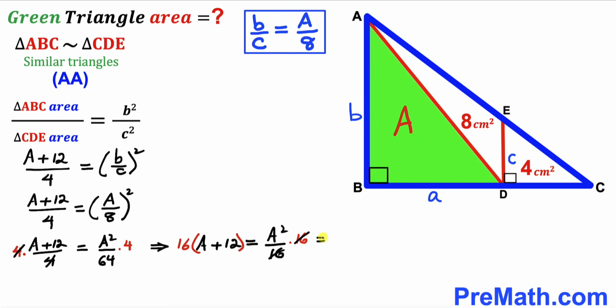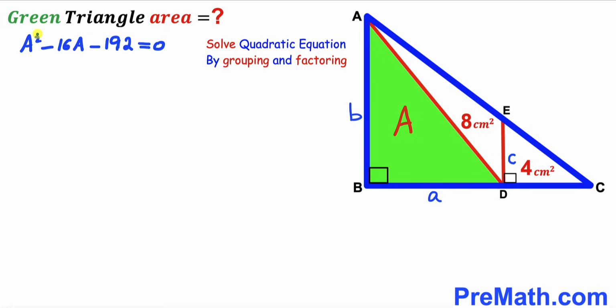So therefore we end up with A square equals 16 times A plus 192. And now I'm going to move everything to the left hand side. So we could write this as A square minus 16 times A minus 192 equal to 0. So thus we end up with this quadratic equation, A square minus 16 times A minus 192 equal to 0. And we are going to solve it by factoring.